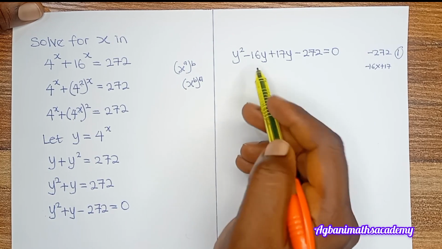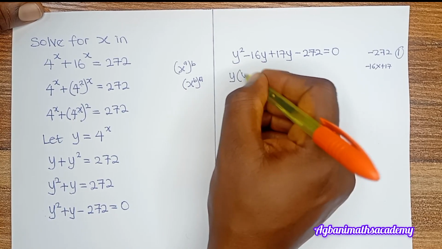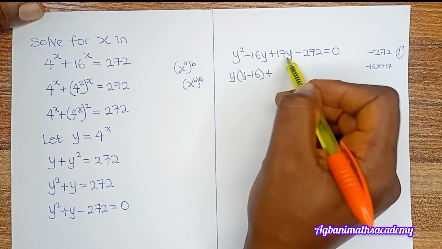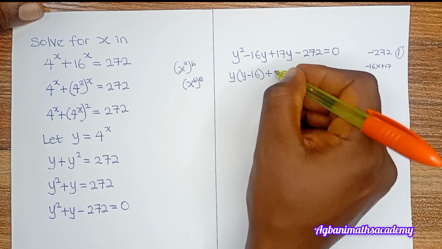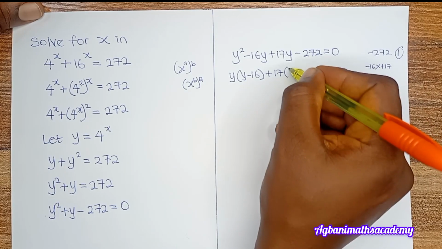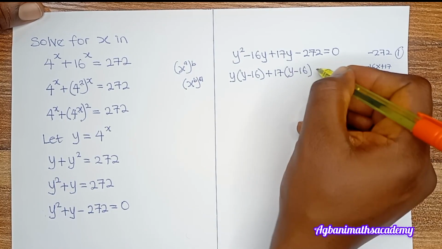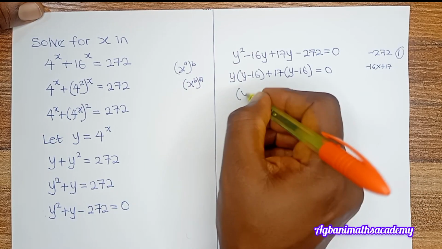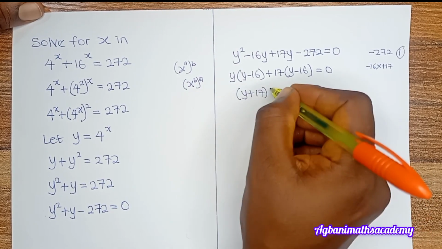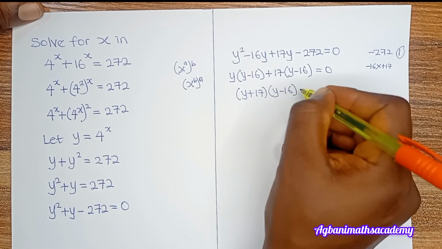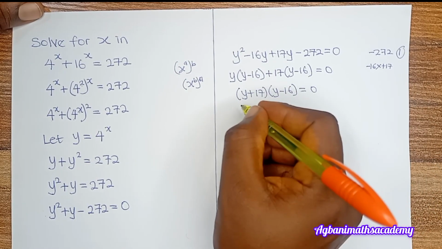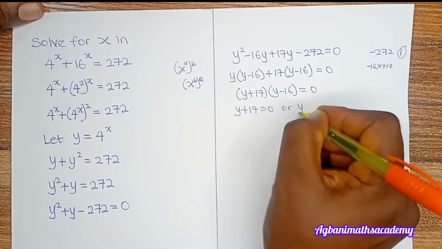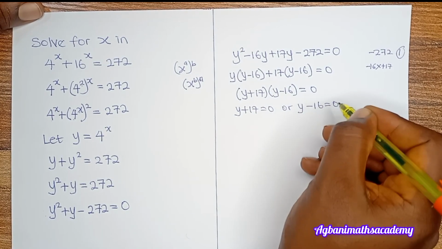So let's factorize these two. You have y bracket y minus 16 plus this 17y and 272. What is common is 17. So we have y minus 16 is equal to 0. So bringing the values outside the bracket together, we have y plus 17 and then y minus 16 is equal to 0. This means y plus 17 is equal to 0 or y minus 16 is equal to 0.